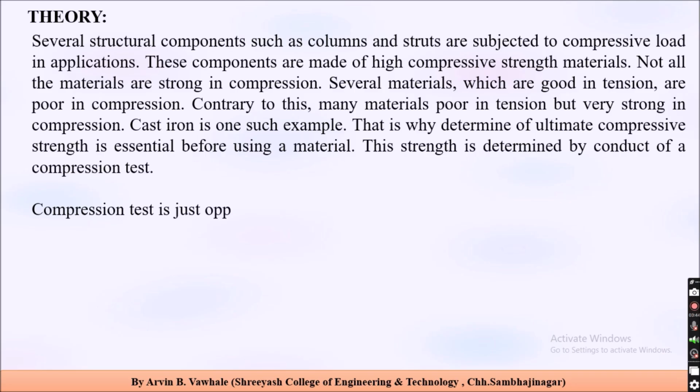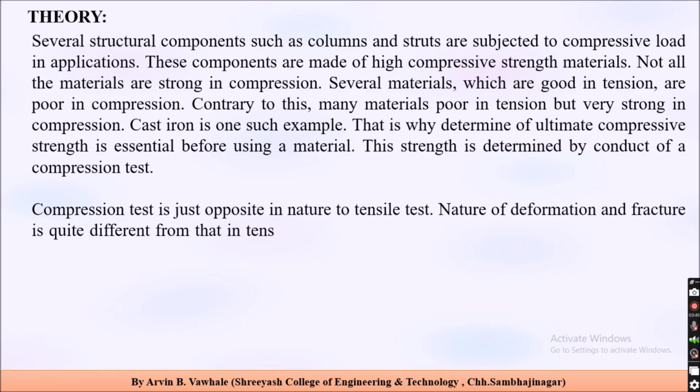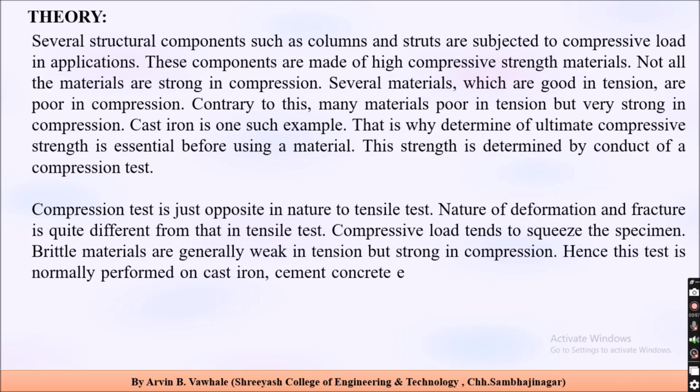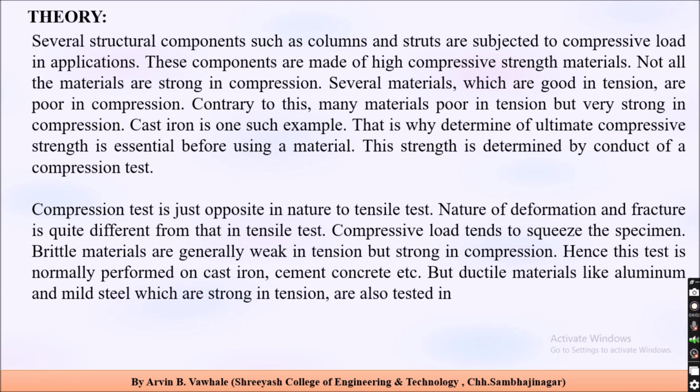The compression test is just opposite in nature to the tensile test. The nature of deformation and fracture is quite different from that in the tensile test. Compressive load tends to squeeze the specimen. Brittle materials are generally weak in tension but strong in compression. Hence, this test is normally performed on cast iron, cement, concrete, etc., but ductile materials like aluminum and mild steel, which are strong in tension, are also tested in compression.